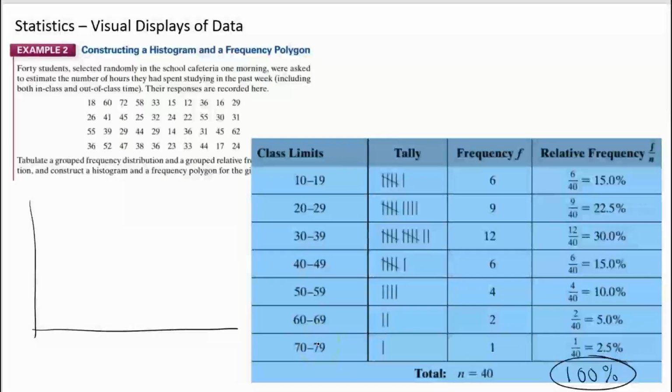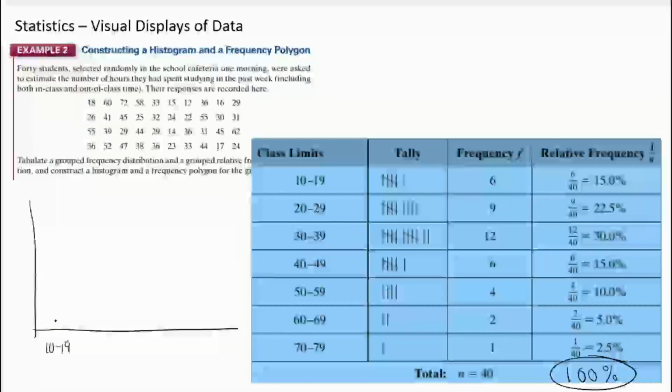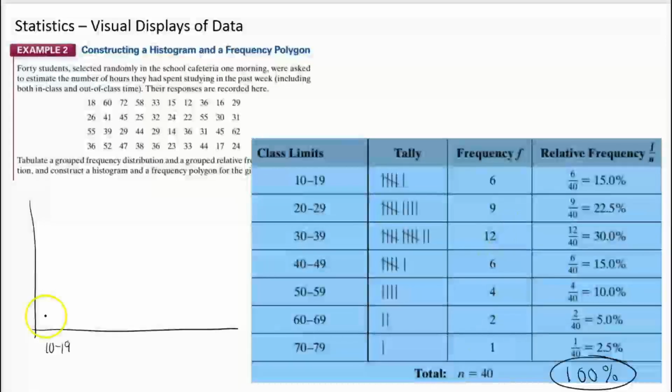Now the first rectangle from 10 to 19, you would label that at the bottom. So 10 to 19, we have a rectangle that goes up to 6. When you do this, you might want to put a scale to the side. Look, 12's our highest, so I need to go up to 12. So let's say that's 2, 4, 6, 8, 10, 12. So I go up to 6, draw my first rectangle, and then down.